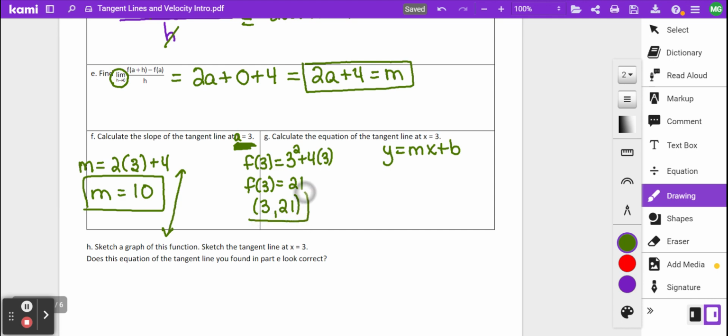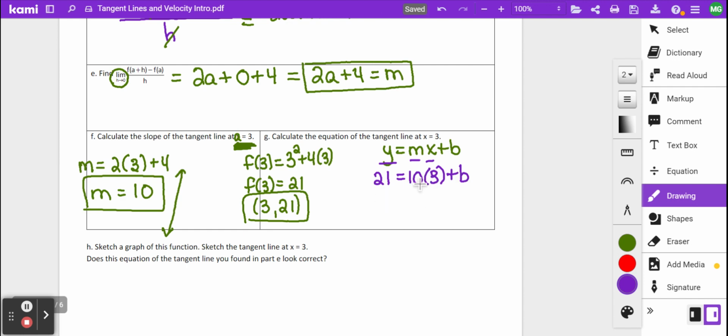All right, so why is that helpful? Well, now that we have the slope and a point, we can calculate the y-intercept, which would essentially give us the equation of the tangent line. So we will put 10 in for our slope. We will put 3 in for our x value and 21 in for our y value, meaning the only variable is b. 10 times 3 is 30.